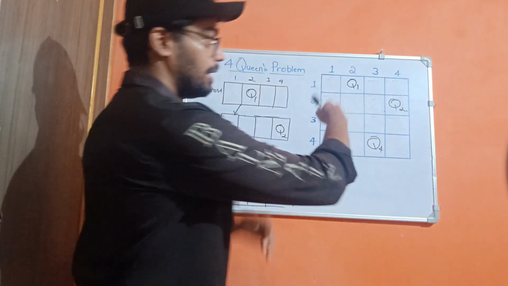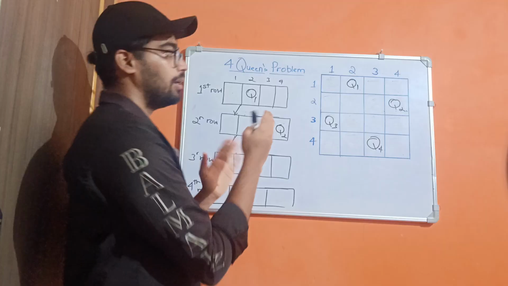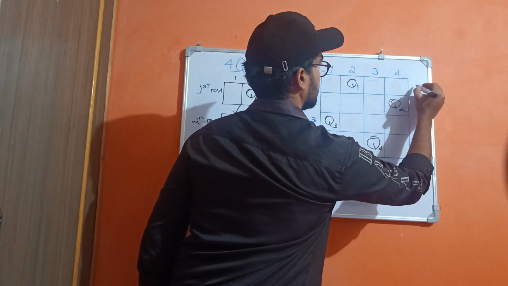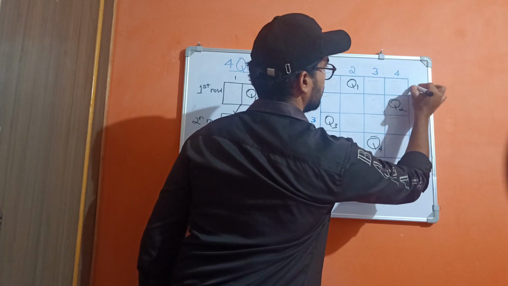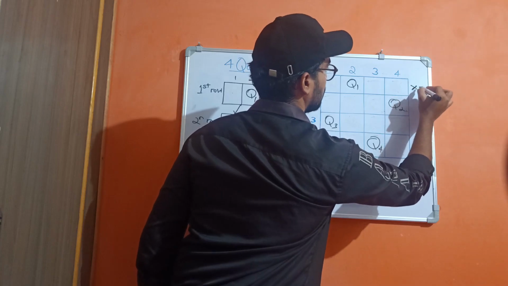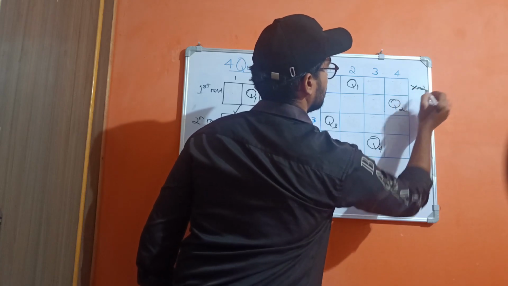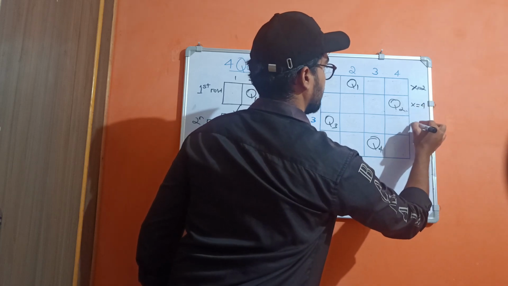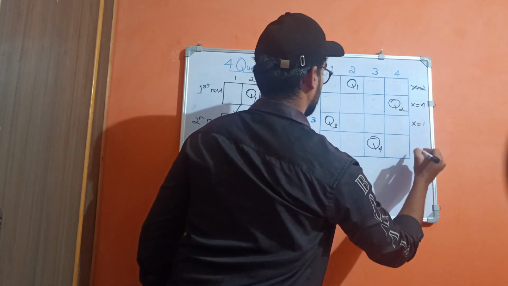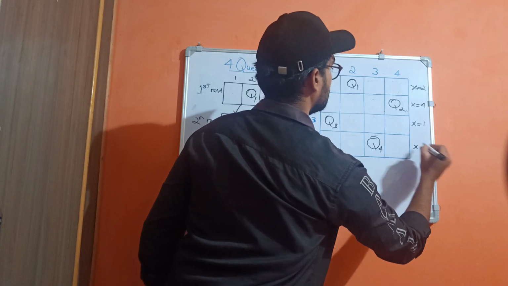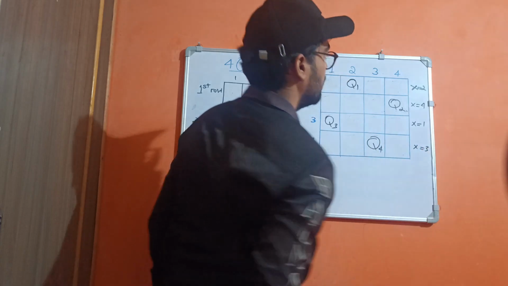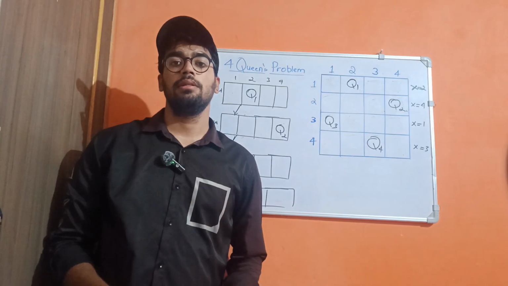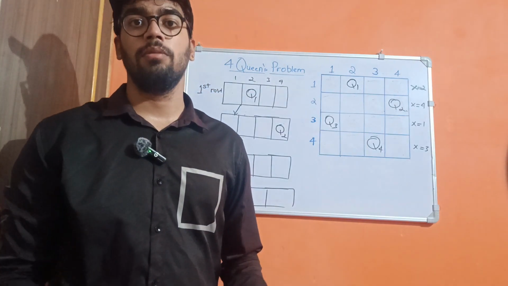After placing every queen in these rows, we have to take the columns and note them down. That is x equals 2, x equals 4, x equals 1, and x equals 3. This is how the N-queen problem works.